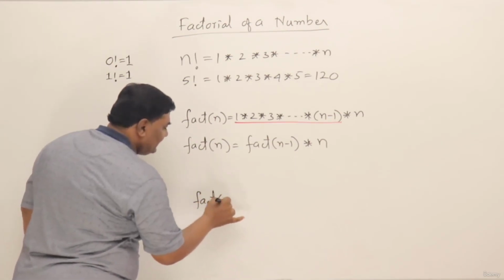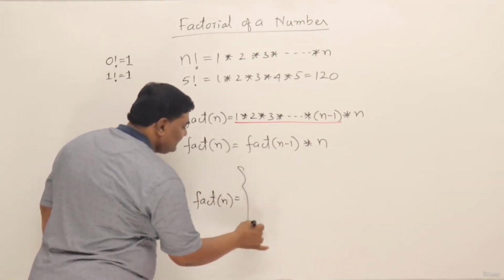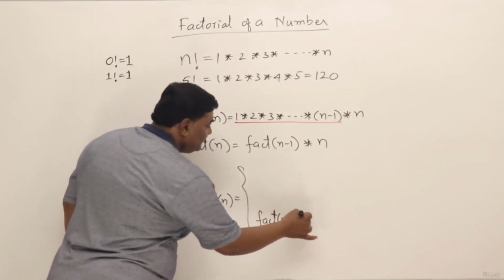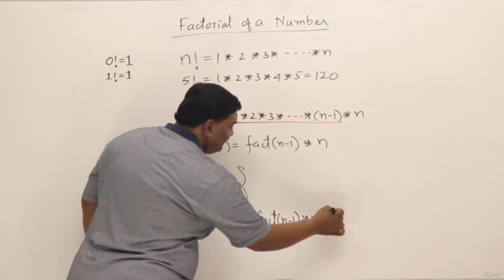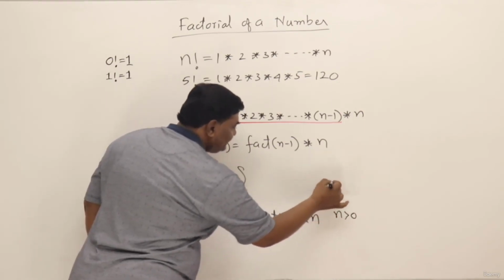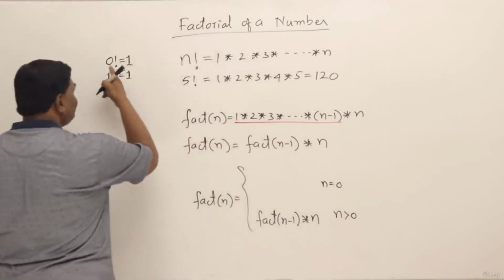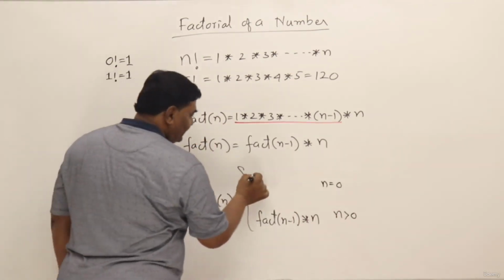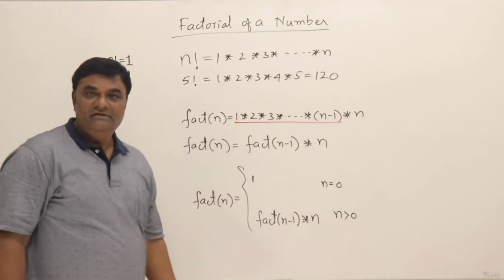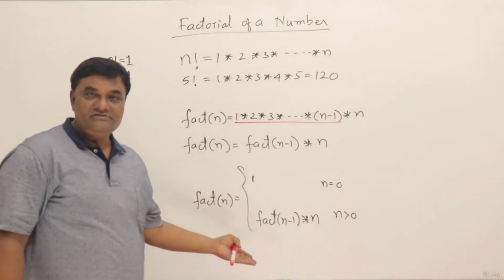Factorial of any number n is factorial of n minus 1 multiplied by n when n is greater than 0. When n is equal to 0, means for 0 also the answer is 1, so return 1. That's it. So this is the recursive definition.